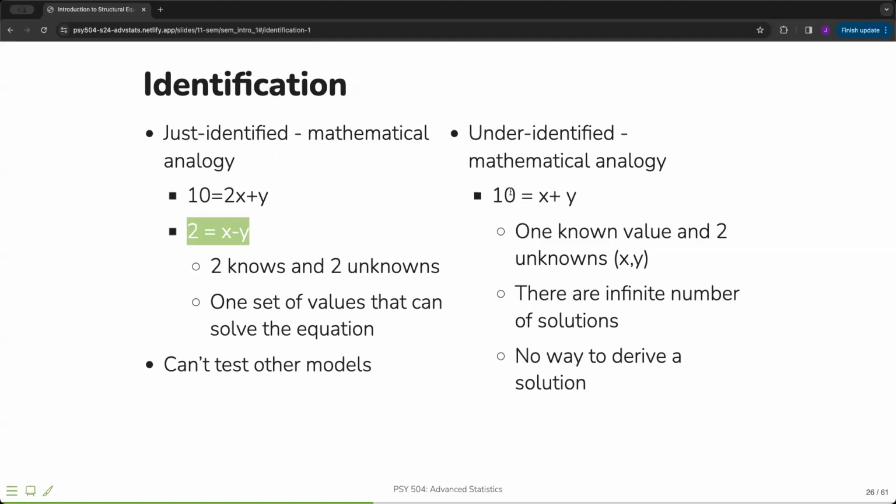Let's look at another equation here. So 10 equals x plus y. There's one known value here, 10, and 2 unknowns, x and y. So there's an infinite number of solutions here, right, for x and y. So there's no way to derive a solution. So this is an under-identified case where we have fewer knowns than free parameters that we're trying to estimate. And we can't analyze this particular equation in structural equation modeling.